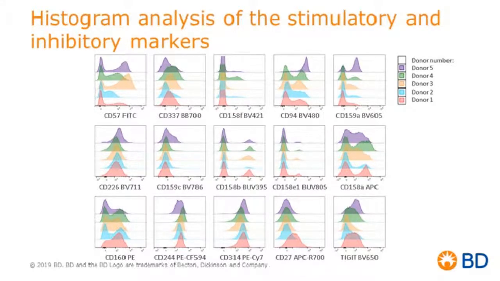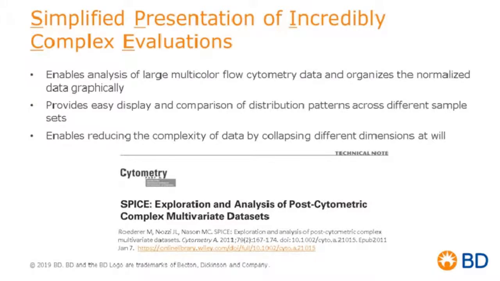So to really close the circle here and dig deeper into this kind of analysis, we took advantage of another algorithm and another analysis tool, which is called SPICE, an acronym for Simplified Presentation of Incredibly Complex Evaluations. What this tool allows you to do is analyze large multicolor flow cytometry data and organize them in a graphical, visual way, very easy, to display and compare distribution patterns. And most important, it allows the combinatorial analysis of receptors. So we're looking at all these receptors.